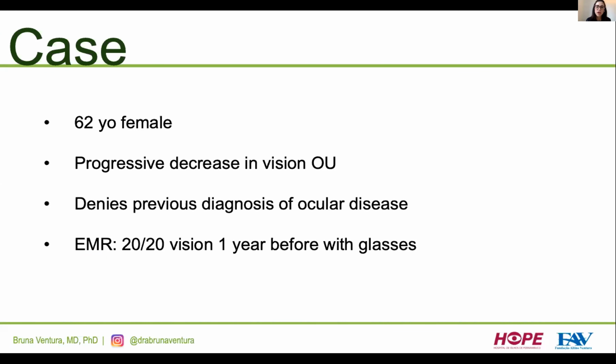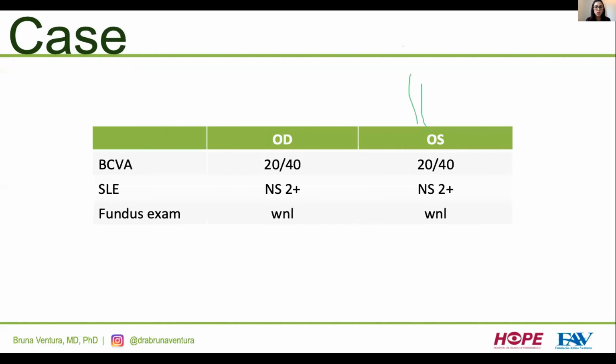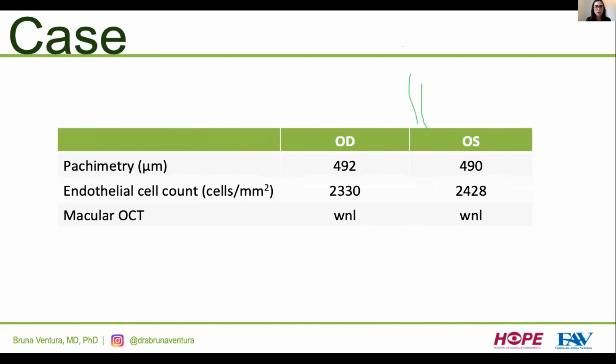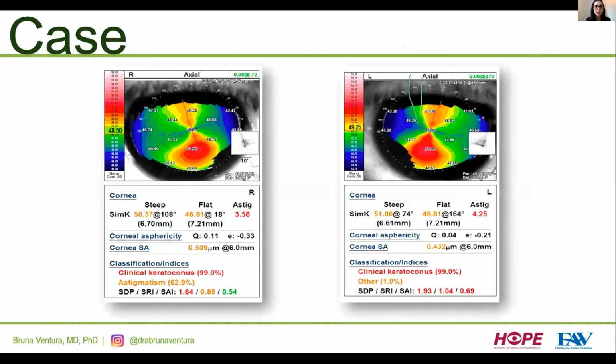And in her electronic medical records, I could see that she was a year before, in 2020, in both eyes with glasses. So when she came to me, she had in the exam 20/40 of best corrected vision in both eyes, a nuclear sclerosis of 2+, and the fundus exam within normal limits. Her pachymetry was 492 micron in her right eye and 490 in her left eye, a normal endothelial cell count, a macular OCT within normal limits. And she had this topography here.